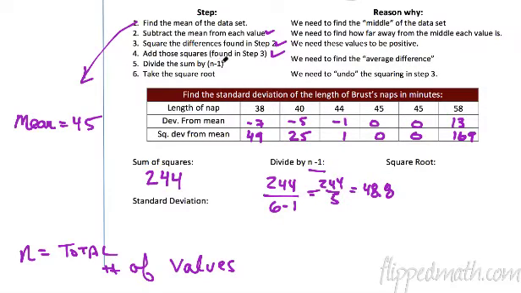48.8. Okay, we've done that. Now we need to take the square root. This number right here is called the variance. It tells you how much these are all varying. When we take the square root, remember that's the square root thing, 48.8. Let me show you how to do that in a calculator.